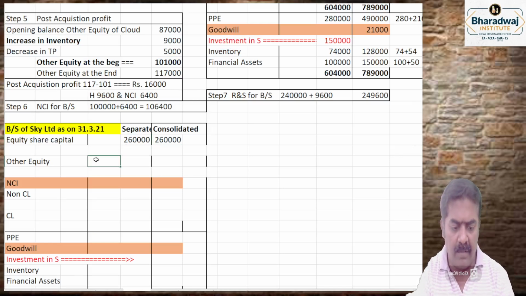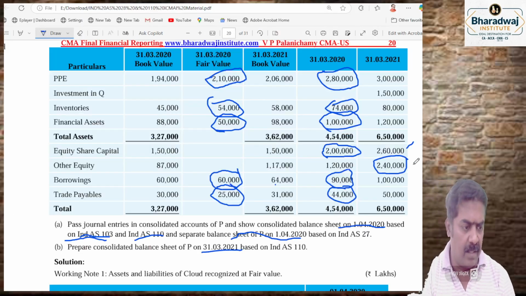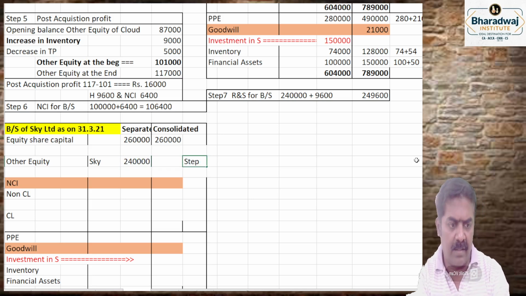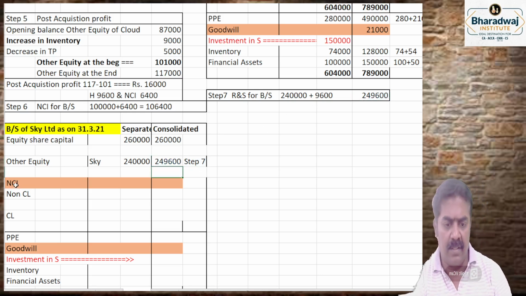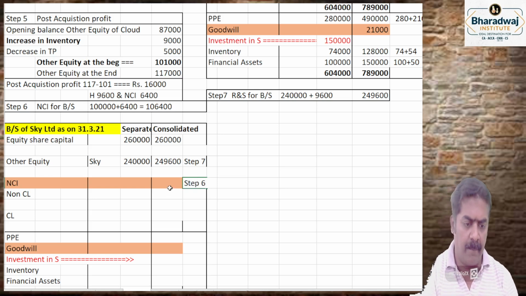Other equity, only Sky. How much? Sky, other equity, how much? 2,40,000 in separate balance sheet. Step number, which step number? 7. 2,49,600. NCI will come only in this one. How much NCI?